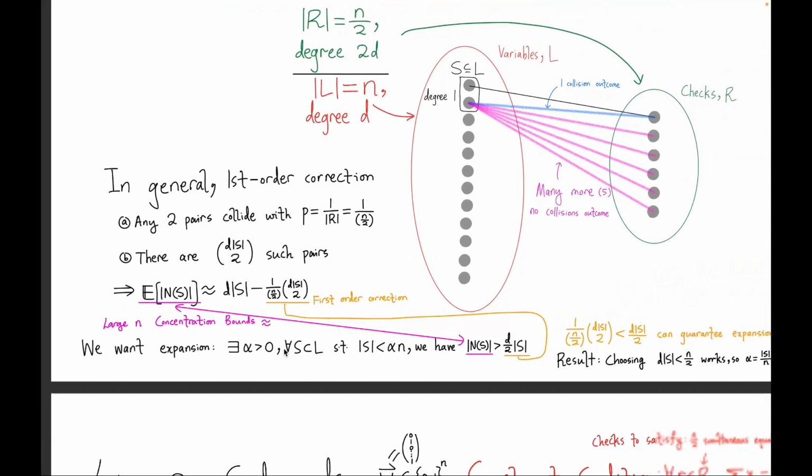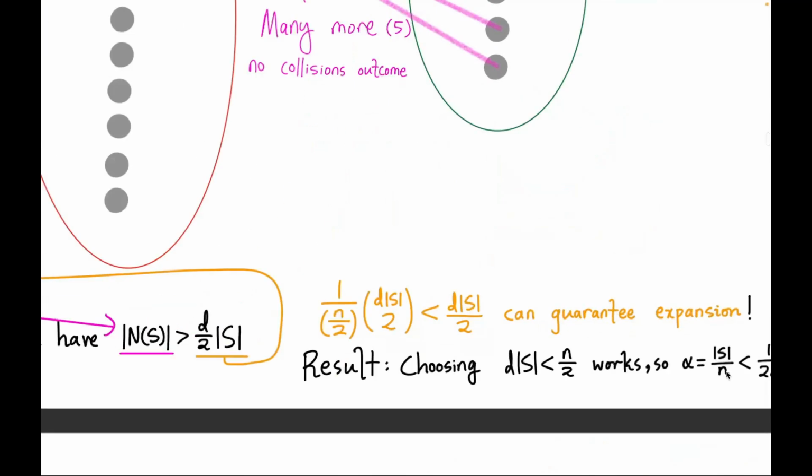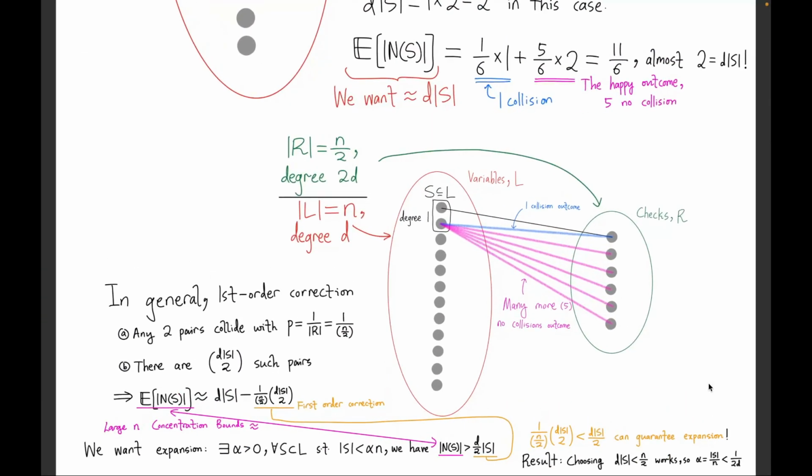And then the thing is that, okay, well, using the law of large numbers or concentration bound type of arguments, we can actually say that the expected value of N(S), the number of neighbors, is roughly N(S). And so if we want to guarantee expansion with high probability, we just need to ensure that the first order correction is not too big. As long as we guarantee that the first order correction here is less than d|S|/2, then we're guaranteed that most of the time N(S) is going to be larger than d|S| minus d|S|/2, which is exactly what we want. And after some algebra, we choose this quantity, and it turns out that alpha less than 1/2d is a small enough fraction in order to guarantee us expansion.